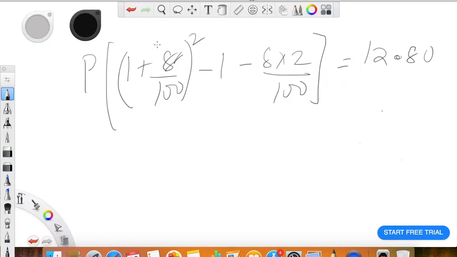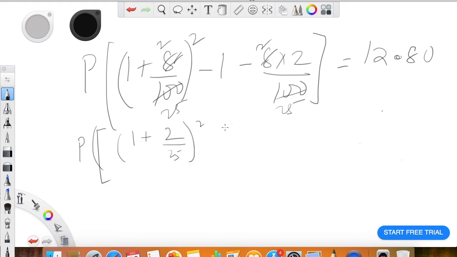let's cut this, divided by 4, gives me 25, then divide this by 4, also gives me 25. Right, so now we can simplify it a little bit. So it gives me 1 plus 2 by 25 whole square minus 1 minus 4 by 25 equals 12.8.